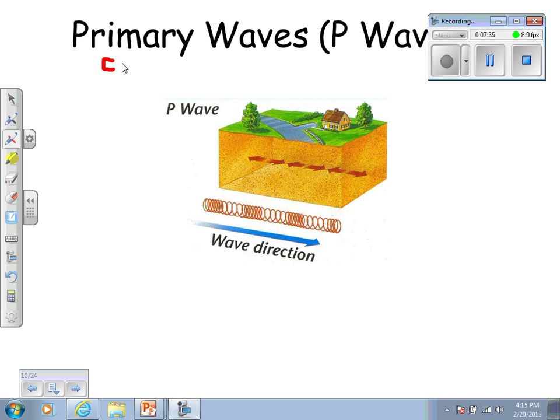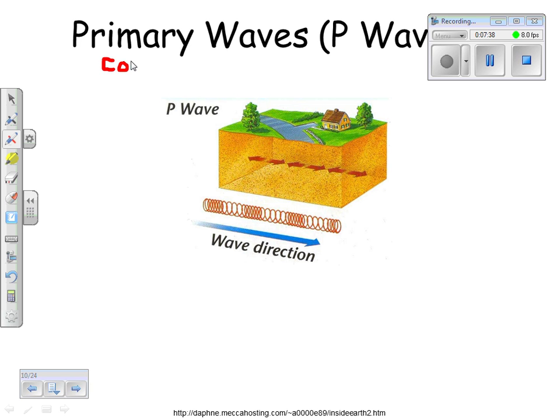Now these P or compression waves are caused when the energy, or the seismic waves, released from the earthquake cause the particles in the rock to move or vibrate in a back and forth direction. That's why they're called compression waves.